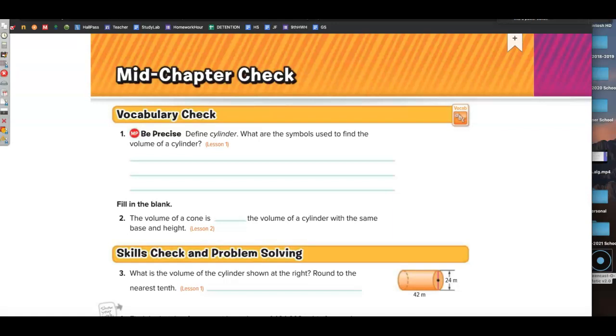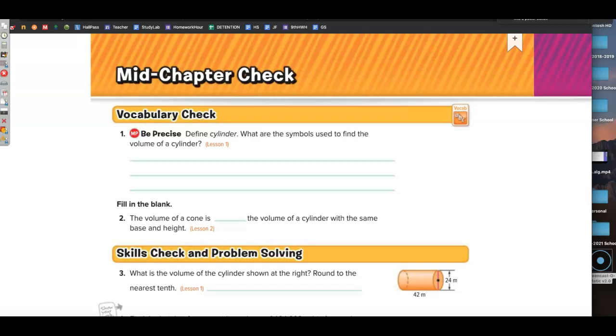It is, like they said, so you have 2 bases that are circular, so they are congruent, and then they are connected by, what did you say? A curved surface. Okay. What symbols are used to find the volume of a cylinder? So what is our formula for volume of a cylinder, Shelby? Perfect. Pi r squared times height.